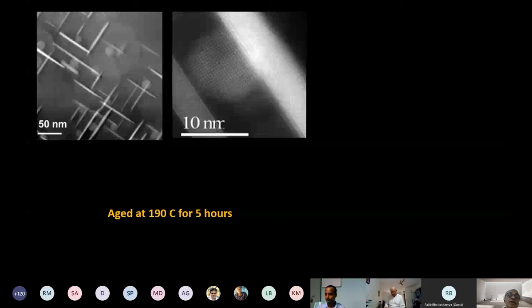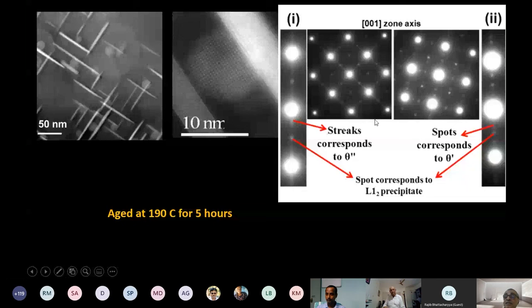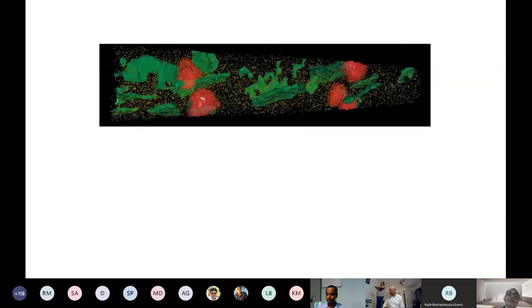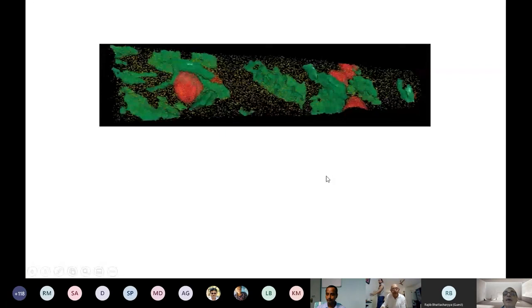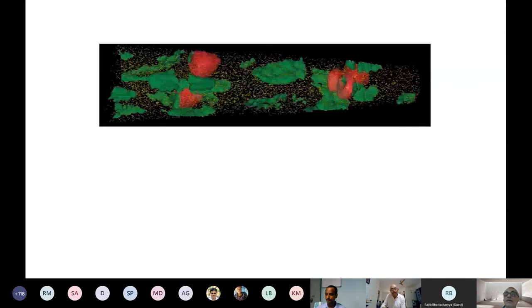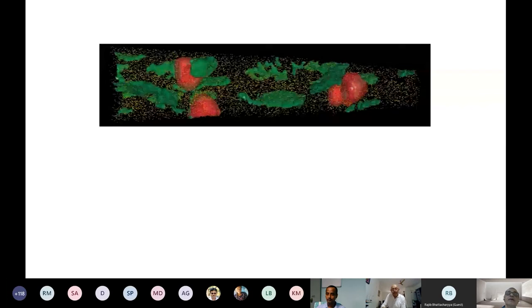And if you do a diffraction analysis, you can see theta prime and theta double prime, depending upon the aging, and you also see the L1_2 precipitate reflections. So you can do a tomography on this, atom probe tomography, the latest in characterizing such materials. And you can see beautifully, these are the plates of aluminum copper theta prime. And the red color is the Al3Zr ordered precipitate, and this ordered precipitate is surrounded by these plates.